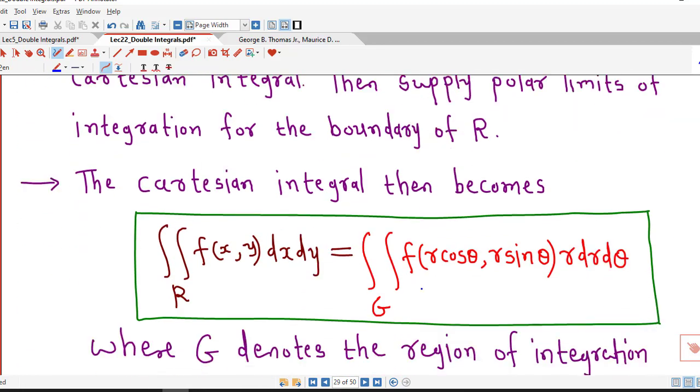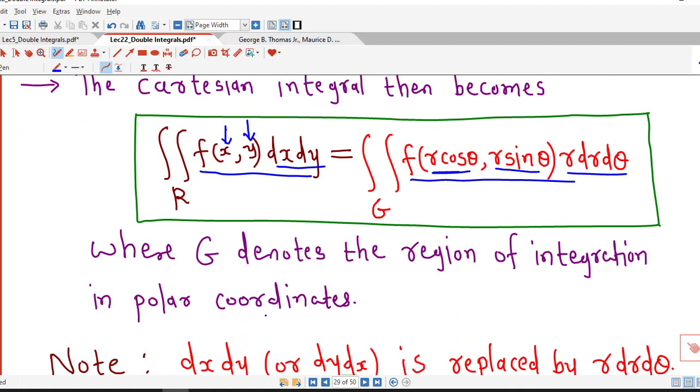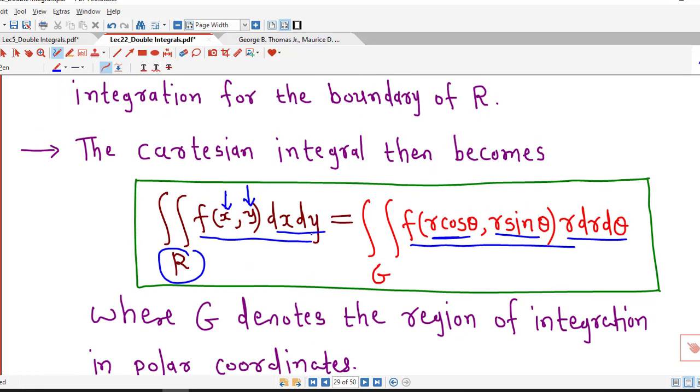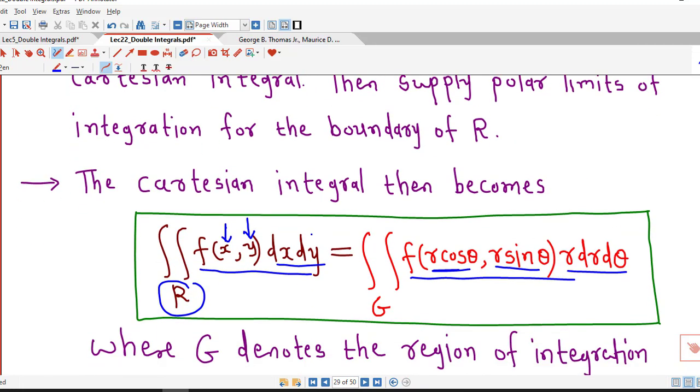After substituting all these things, our Cartesian integral will be converted into a polar integral. We put x equal to r cos theta, y equal to r sin theta, and we replace dx dy by r dr d theta over region G. Here G denotes the region of integration in polar coordinates, and R denotes the region of integration in Cartesian coordinates x and y. In this way we can convert Cartesian integrals into polar integrals.